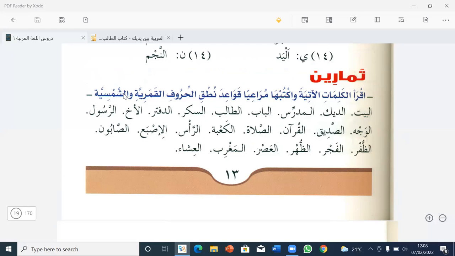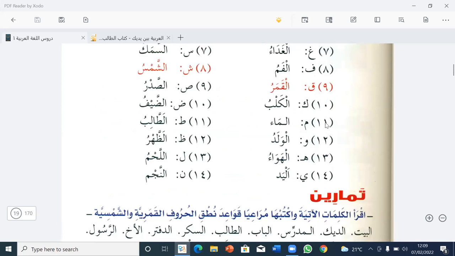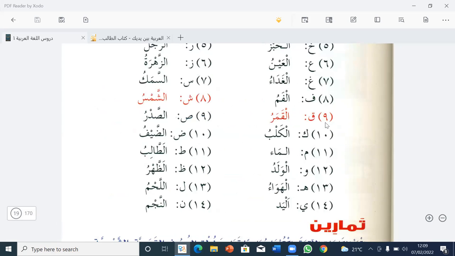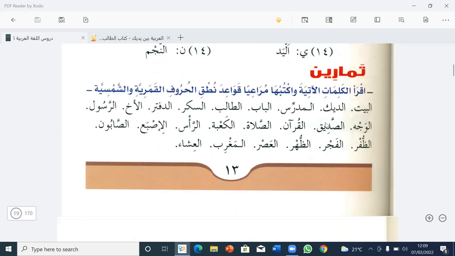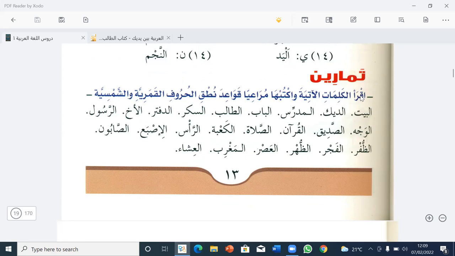Read the following words and write them considering the rules of pronunciation. The moon letters and the sun letters. So here we have learned, if you remember, al-huruf al-shamsiyah and al-huruf al-qamariyah. So here is the first homework of that. So Nuranisa and Suhaila, two of you can participate here. It should be, read this, two of you.